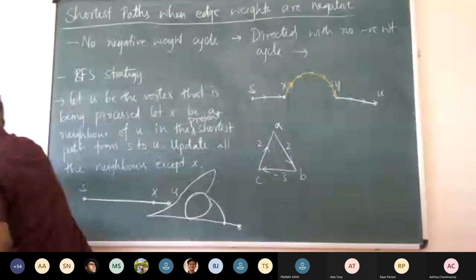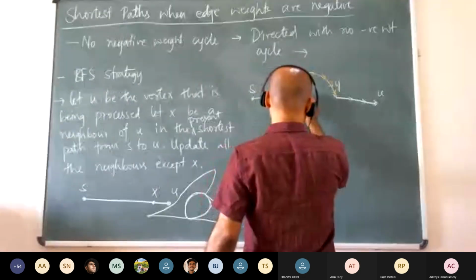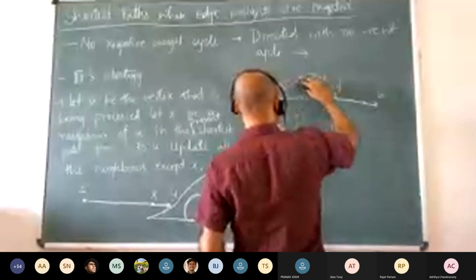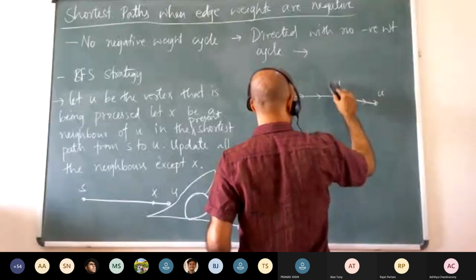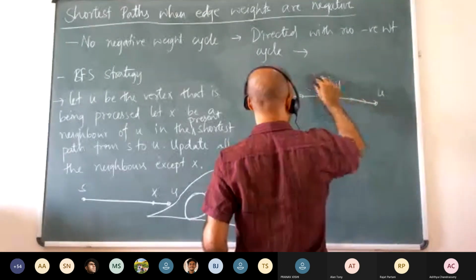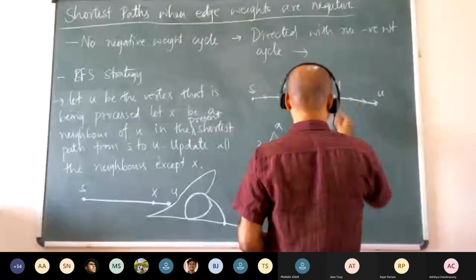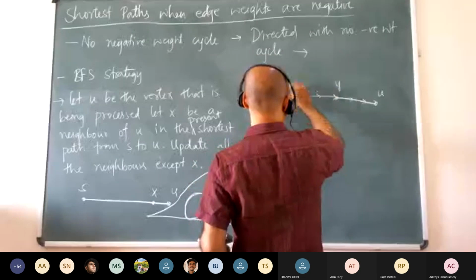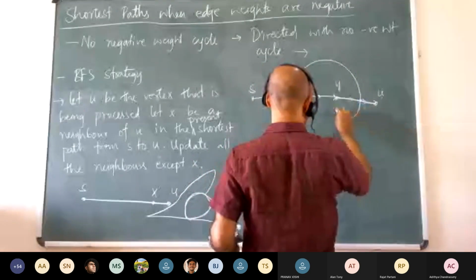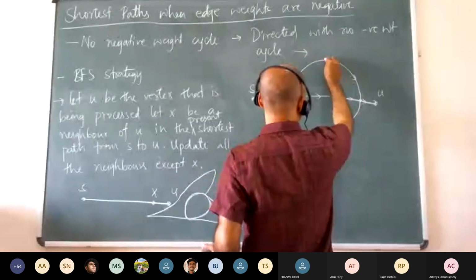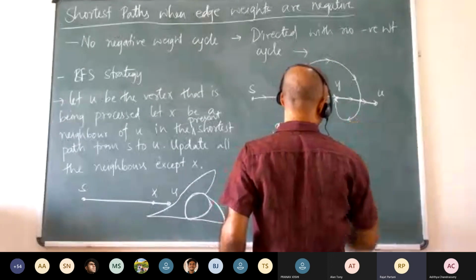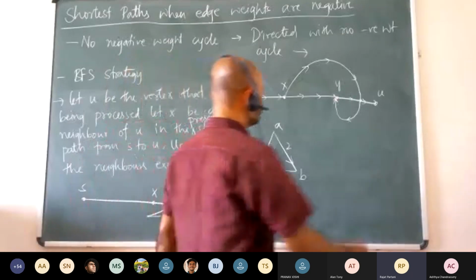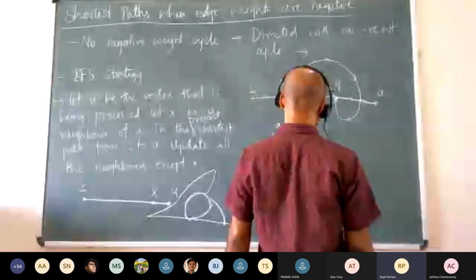Problematic cases are not always these things. What if the shortest path from X to Y goes somewhere here and comes back like this? Then a negative weighted cycle will be created between this Y and this loop.